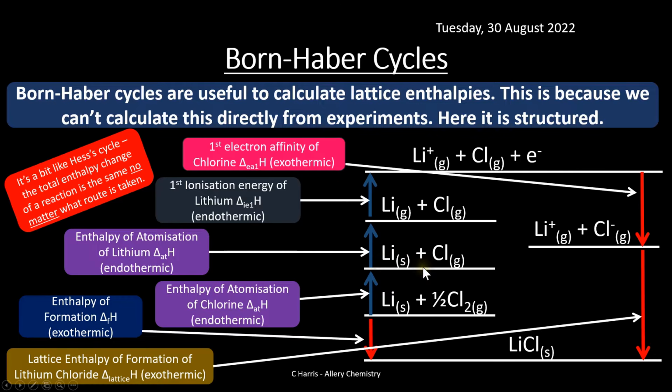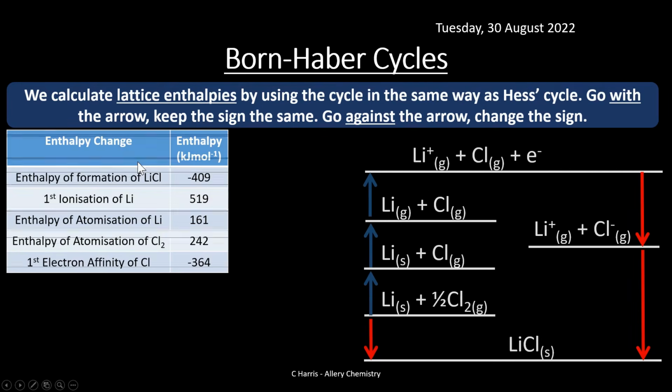So if I start here and I want to get to, let's say, here, I can either go this way, which goes against the arrow, so I flip the sign of the number, or I can go up here, down here, and then back up here. So the principle is the same, and hopefully you'll see that. Okay, so let's look at an example, where we're going to calculate lattice enthalpies using the cycle in the same way as a Hess cycle. And remember, if we go with the arrow, we keep the sign the same. If we go against the arrow, we change the sign completely.